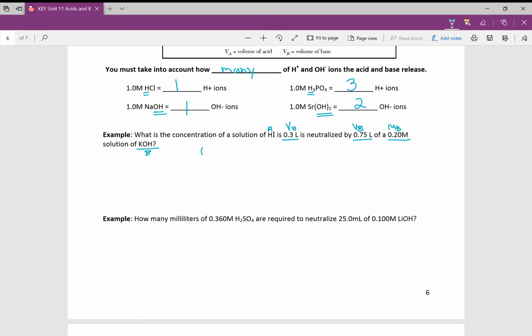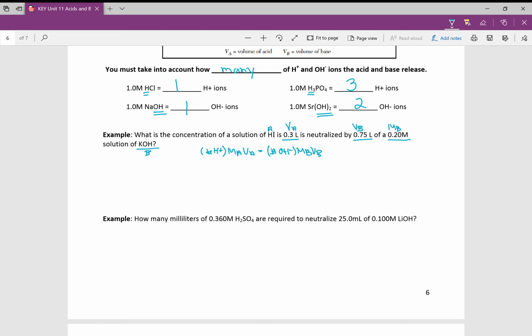So I'm going to set up my formula. And really, you could put the base on the left-hand side if you wanted to, but just to keep it consistent, I usually just try and keep the acid all on the left and the base all on the right. So I'm just setting this up for you. Okay, and then just a matter of plugging this stuff in.